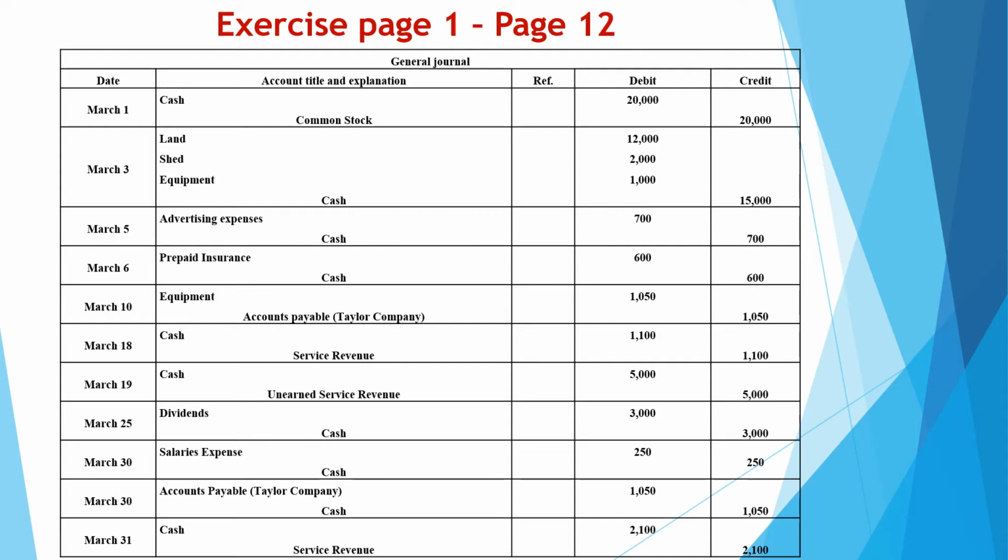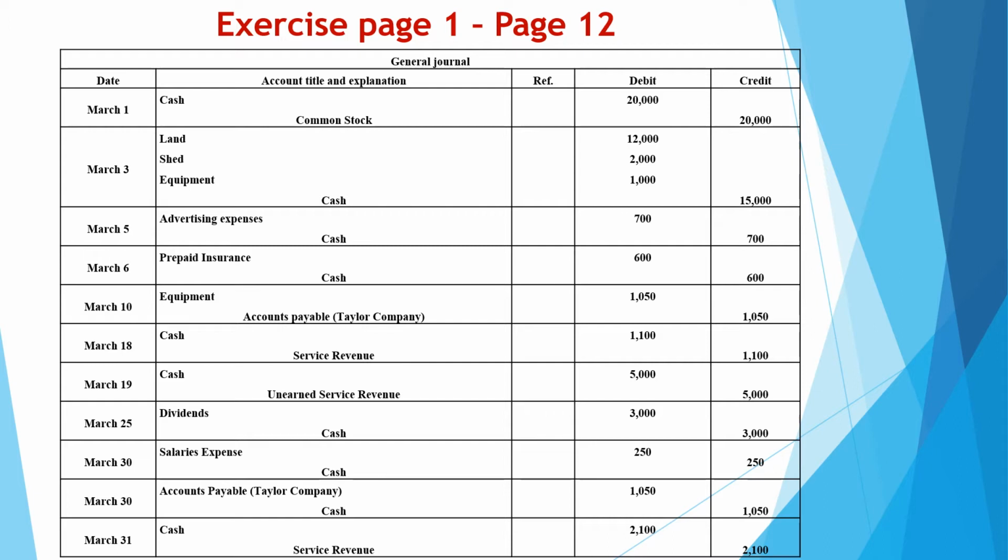On March 10, purchased an equipment for 1050 from Taylor Company, payable in 30 days. Here we are purchasing equipment, so the equipment is increasing, and as an asset, it is recorded in debit. So we have in debit equipment 1050.